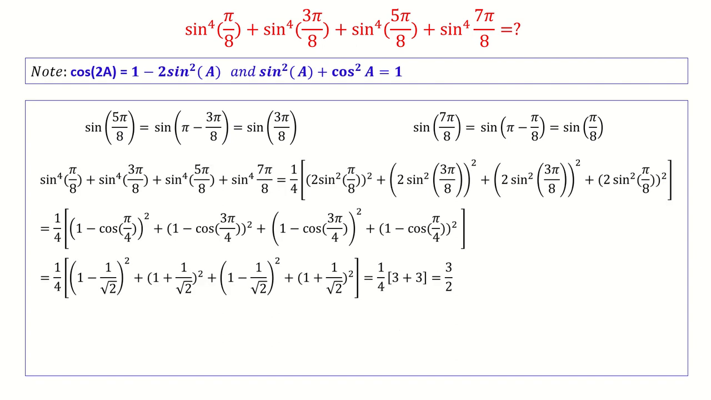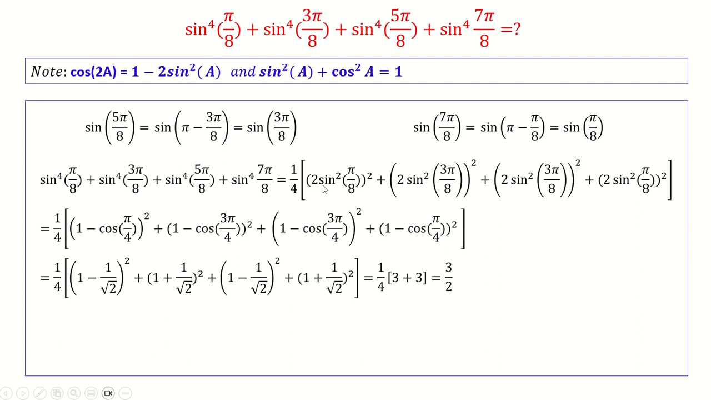Okay. So the given expression has become sine to the power of 4 pi by 8 plus sine to the power of 4 3 pi by 8 plus sine to the power of 4 5 pi by 8 plus sine to the power of 4 7 pi by 8. I am dividing and multiplying both numerator and denominator with 4. So I wrote the denominator here common 1 by 4, and the numerator where I am multiplying by 4, I am taking inside a square, so it has become 2.